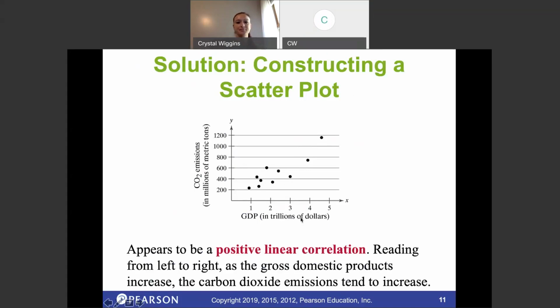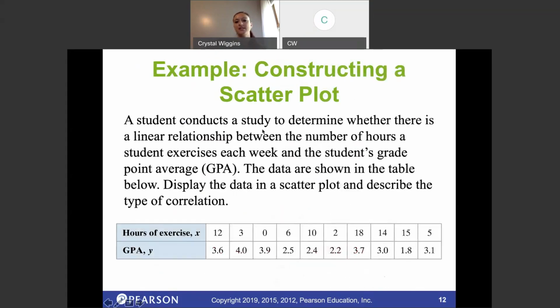Okay. So a student conducts a study to determine whether there is a linear relationship between the number of hours that a student exercises each week and the student's grade point average, GPA. So here we have some data that's collected, a very small data set, and we have a lot of exercise hours and the GPA, low exercise hours and a higher GPA. Okay, but we have a ton of exercise hours here and a high GPA.